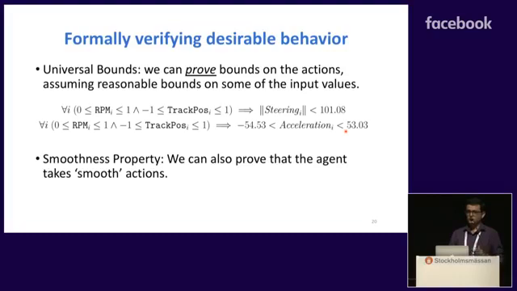We also prove a smoothness property, which formally proves the smooth behavior that we witnessed in the video. Our DRL network for TORCS uses the TANH activation function and has up to 600 nodes per layer. To the best of our knowledge, there is no tool to formally verify such a network.